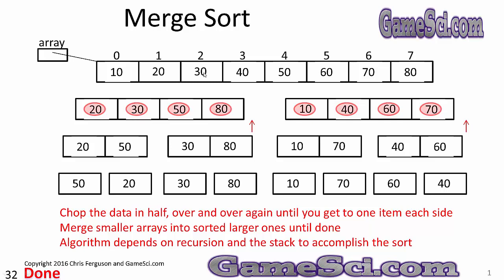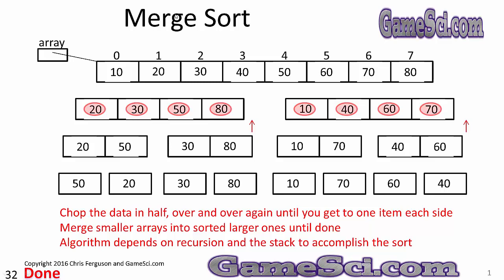The algorithm depends heavily on recursion and the stack to accomplish the sort. All of these chops are being pushed onto the stack. And then after we merge them, we pop them off the stack. That keeps track of what needs to be chopped and what needs to be merged. To fully understand a merge sort, you're going to have to understand how recursion and the stack work together to pick up the algorithm. So there you have it. That is logically how the merge sort works.